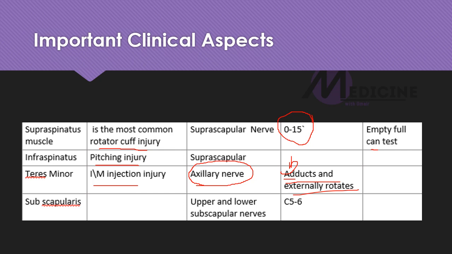It is supplied by two nerves, upper and lower subscapular nerves. So this is not important for you.